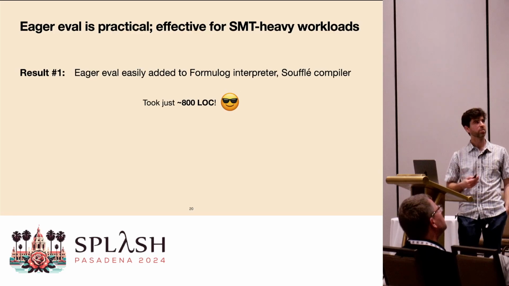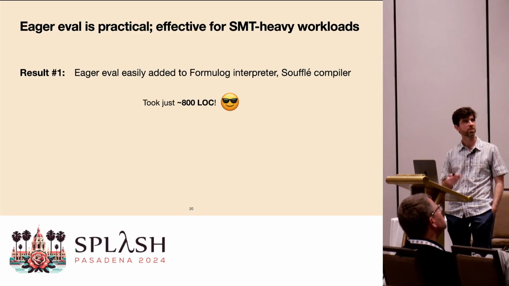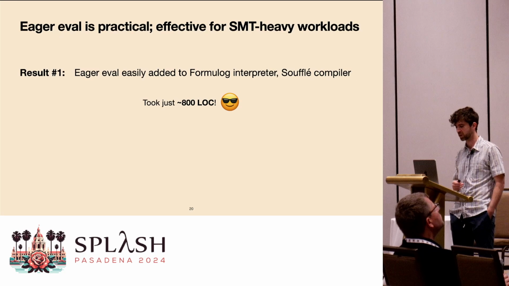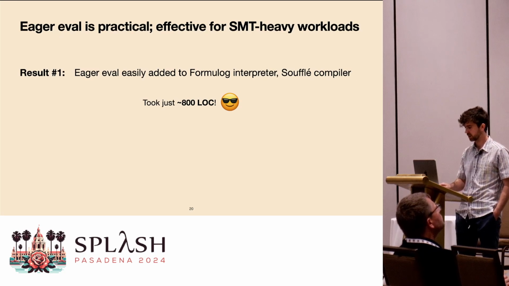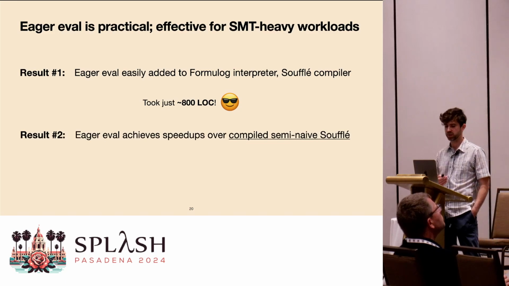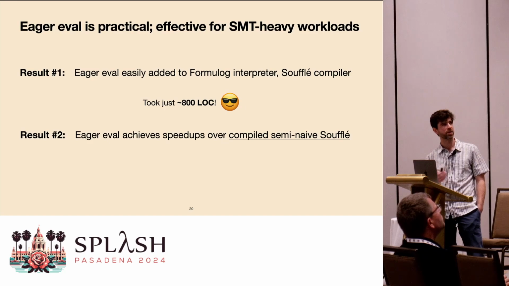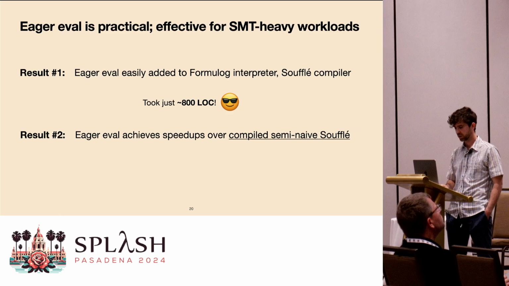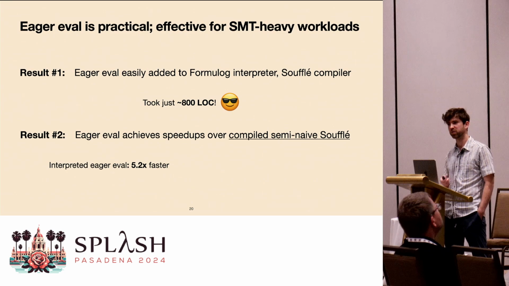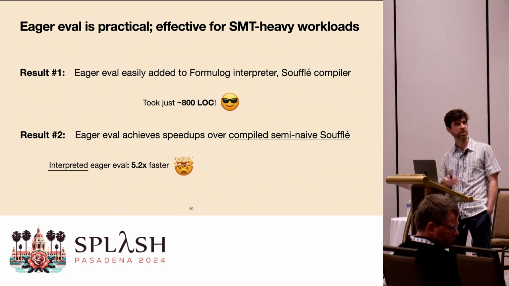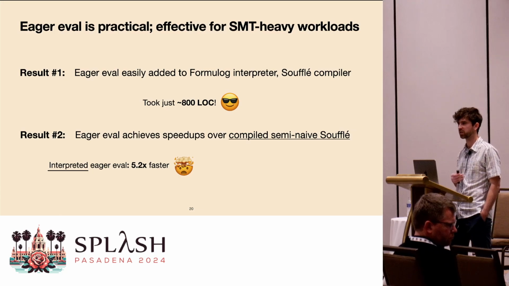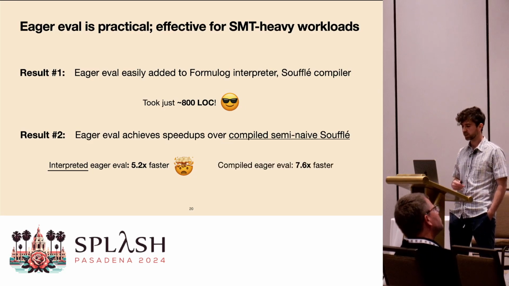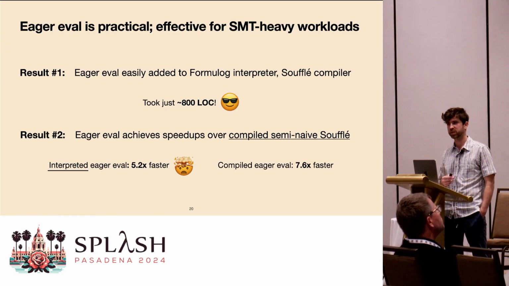First, we were able to add it relatively easily to both Formulog and Soufflé's code generator. Amazingly, it only took 800 lines of code, which was pretty surprising. And the second thing is that it achieves speedups over Soufflé's standard code generator for semi-naive. This is true even in the case of our Formulog interpreter. The Formulog interpreter is something like 5 times faster than the code generated by Soufflé if it's using semi-naive. And if we compile eager evaluation, we get some additional speedup.